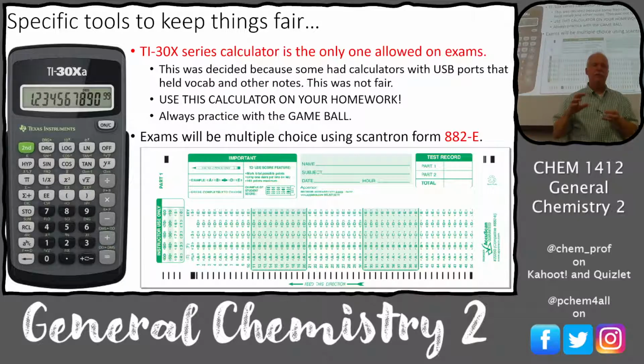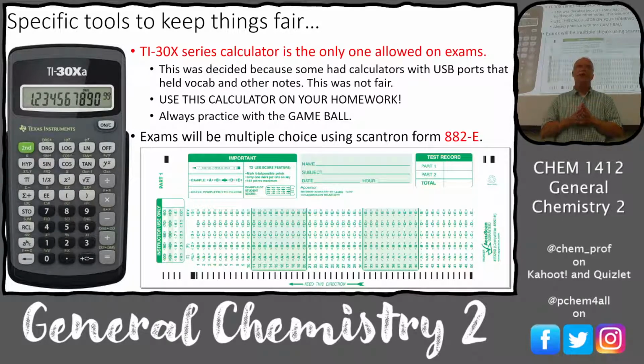Okay, some things to keep things fair during the exams. A few years back, they were using calculators that had USB ports, and they pretty much had all the solubility laws loaded in there and all these kinds of things that other people had to memorize. We didn't think that was fair, and so we said, let's just lock it down to the TI-30 calculator. It's a scientific calculator, fairly inexpensive, and that's the one we're going to use on the exams.